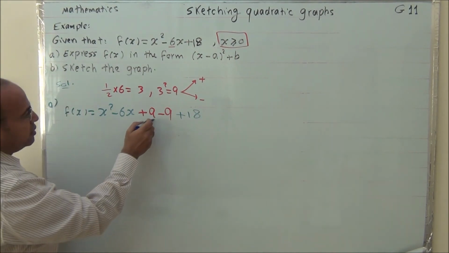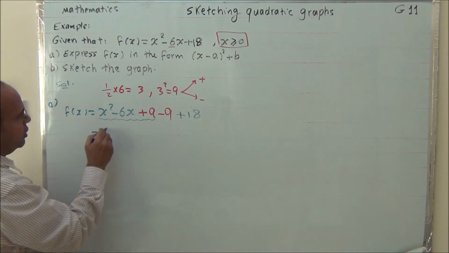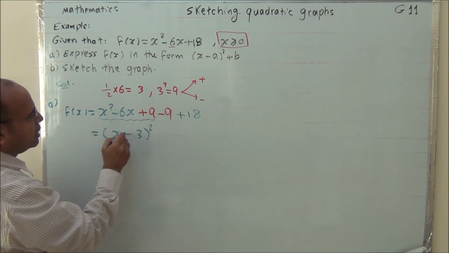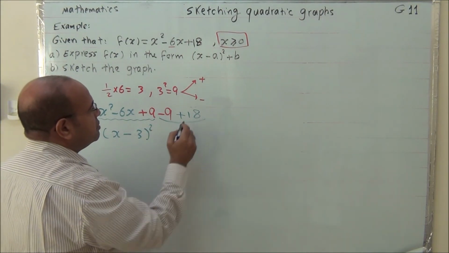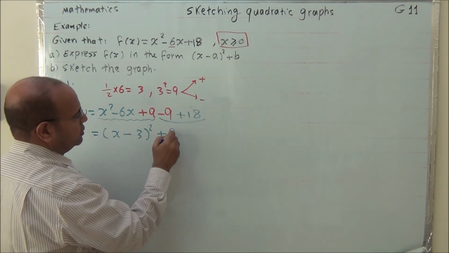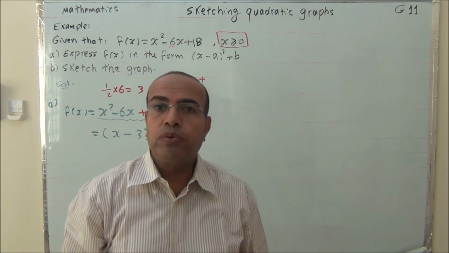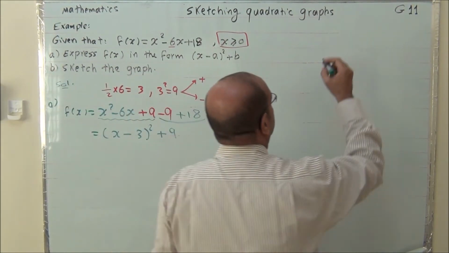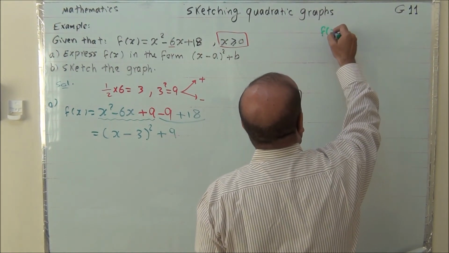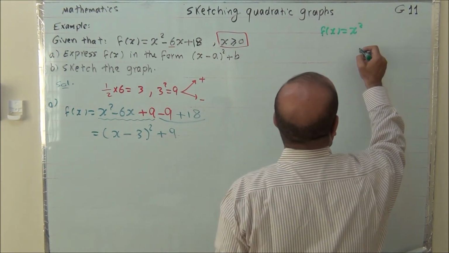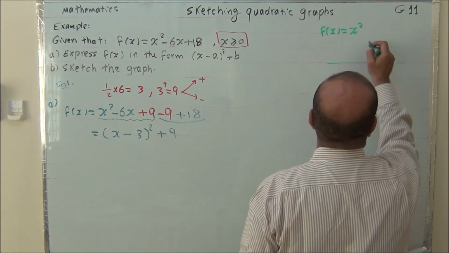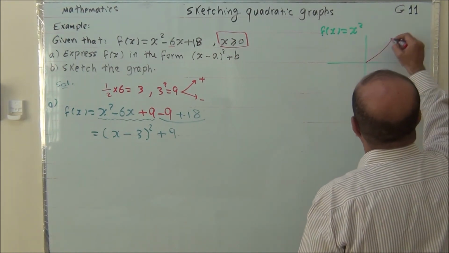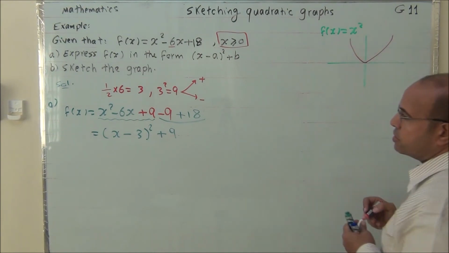The first three terms form a perfect square. So it's a bracket to the power 2: square root of the first, square root of the last, sign of the middle term. Negative 9 plus 18 is positive 9. How to sketch this one? The standard form is the function f of x equals x squared. The graph takes this position, through the origin, open upwards. So this is the graph of x squared.